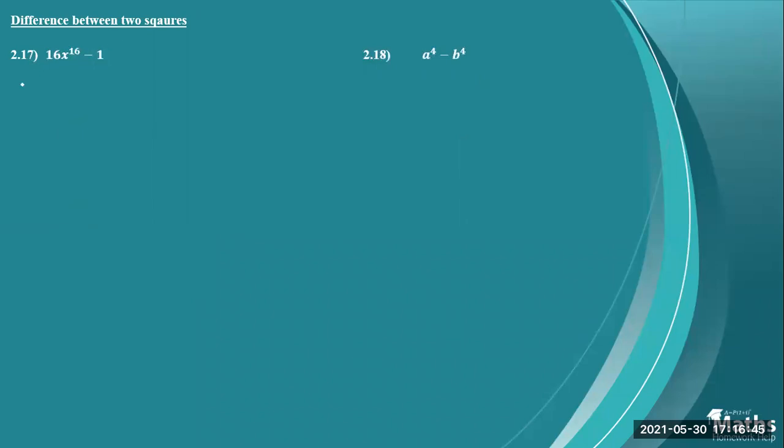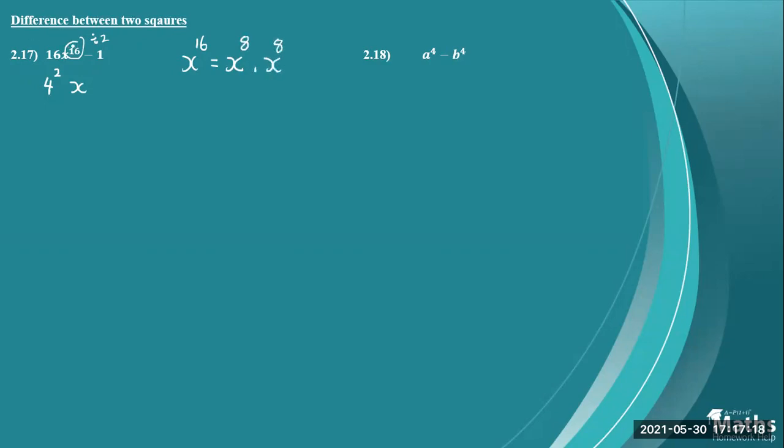Let's look at this one. 16 I can write as 4 squared. And how can we break up the 16? Now, this is important to understand. Because it's an even number, I can break it up into 2. So you divide the exponents by 2. So x to the power of 16, if you divide it by 2, 16 divided by 2 gives you 8. It's going to be x to the power of 8 times x to the power of 8.